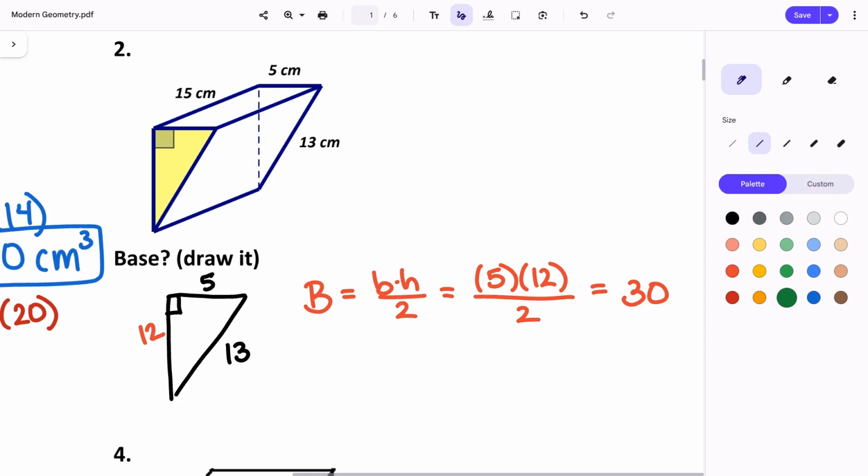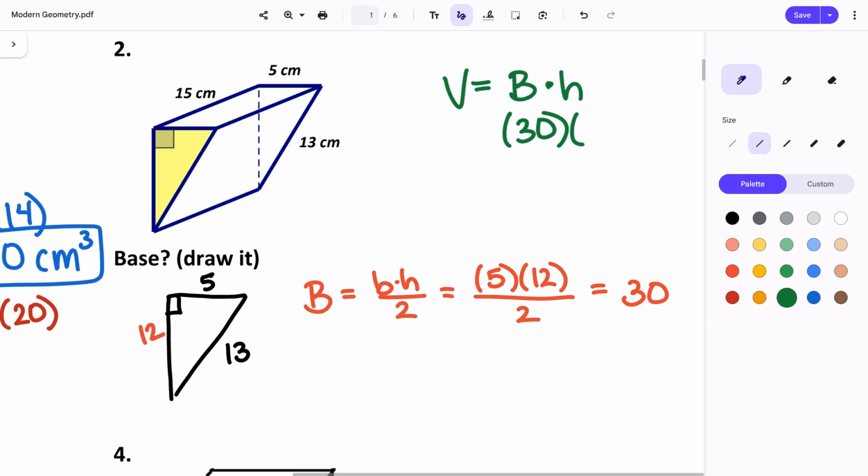I'm now going back to my 3D shape because I want to find volume. Remember, volume is still area of the base times the height. We just found area of the base. We said it was 30. H now is talking about the height of the prism. How far apart are those triangles in the picture? 15 centimeters. Along the top there, you're thinking of how far from this triangle to this one in the back are they? It's 15.